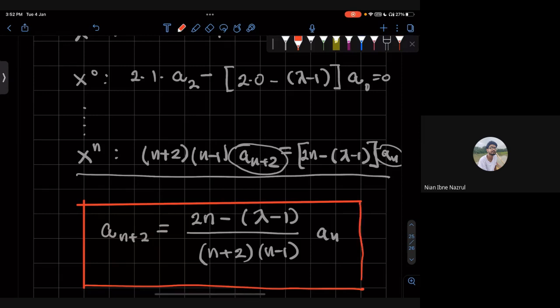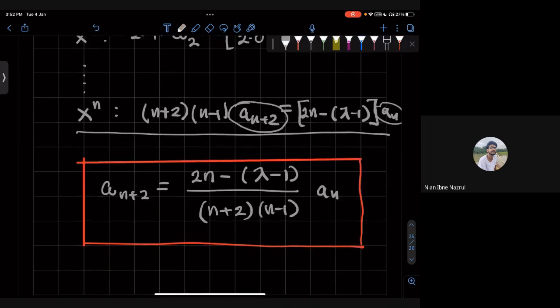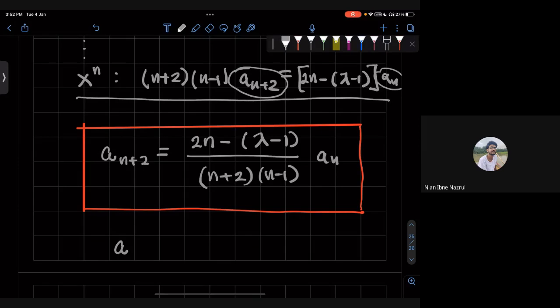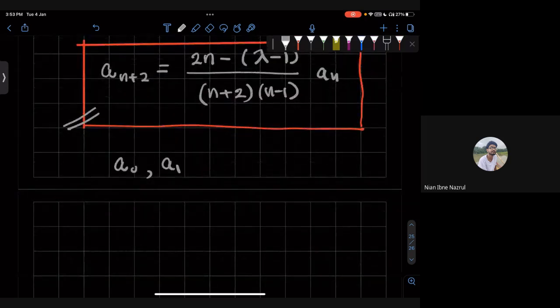So what does it do? It tells us that if I tell you what A0 is and A1 is, then all the other A's will be determined by this equation, right? So A0 and A1 are not fixed by this. So we actually get two classes of solutions.